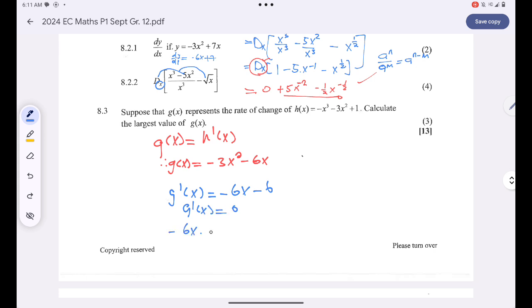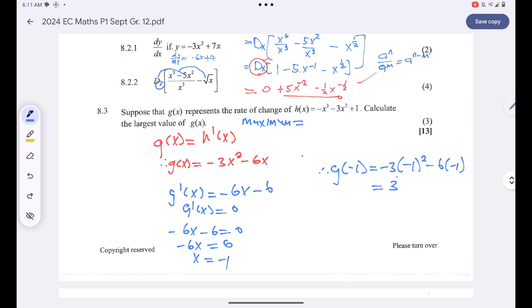That's just negative 6x minus 6 is equal to 0. Negative 6x is just equal to 6. Then x is equal to negative 1. So therefore, the largest value of g of x is just g of negative 1, which is negative 3 times negative 1 squared minus 6 times negative 1. So the largest value over there, I'll simply have negative 3 plus 6, which is just positive 3. So the maximum value, largest value, is equal to 3.